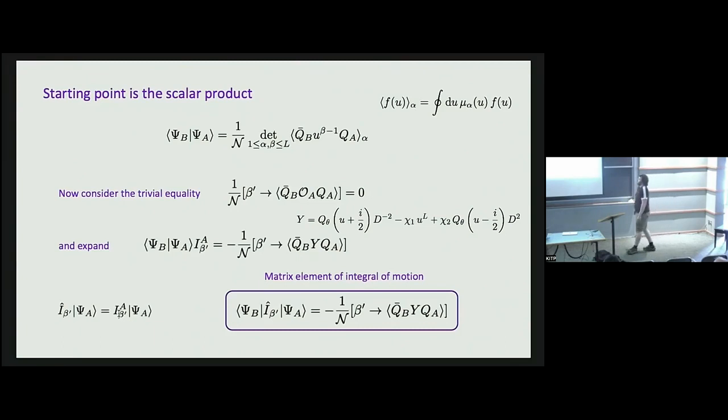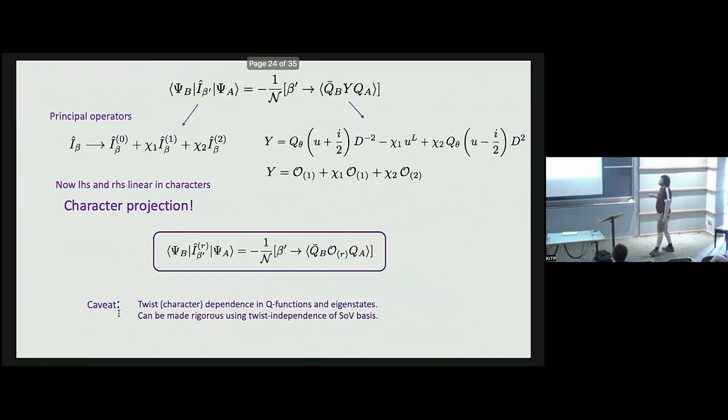Okay? So you have this expression, but now this IA is just the eigenvalue of the integral of motion operator on the state psi a. So for free, you can just move this inside the scalar product and replace it with the operator. Okay? So what you've computed here is the matrix element of an integral of motion. So the matrix element of an integral of motion is kind of boring. Okay? So from this, for free, I'm going to extract all matrix elements of the principal operators. Let's see how to do this.